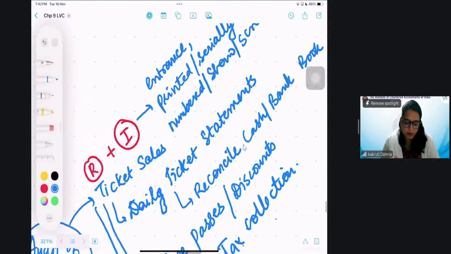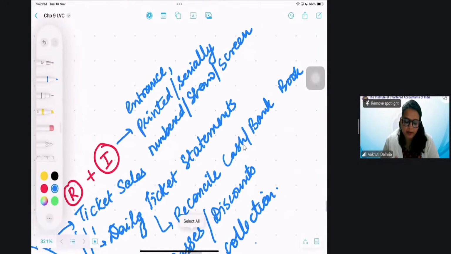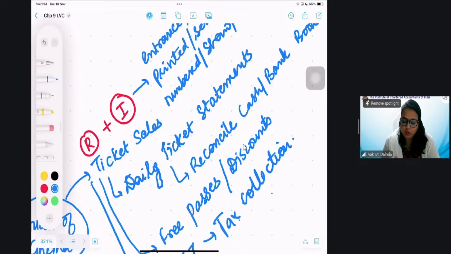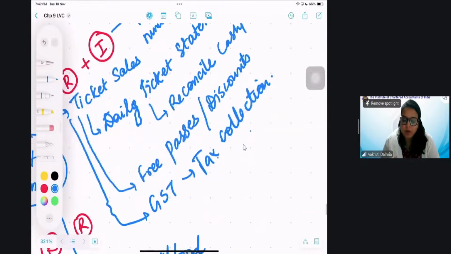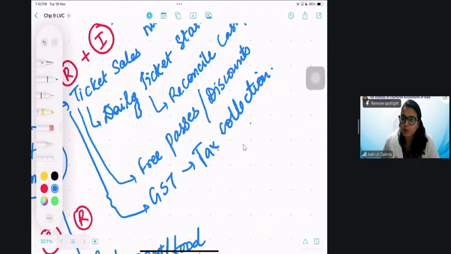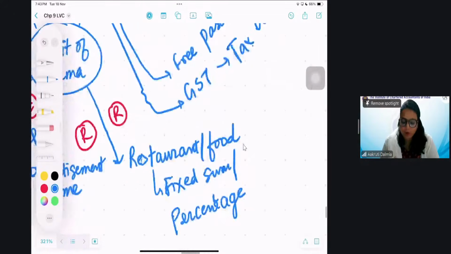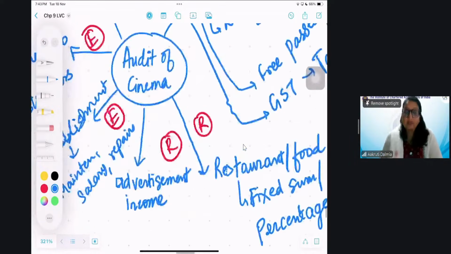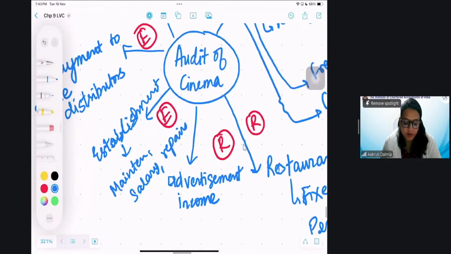Audit of cinema. Check the ticket sales, proper entrance, properly printed, serially numbered. It should properly show the show and screen number. Daily ticket statement should be reconciled with cash and bank book. Free passes and discounts should be properly taken into account. Tax collection should be properly noted. Restaurant food income should be properly checked, whether we are receiving a fixed income or percentage of some profit. Next, we have to check all the advertisement income we receive. Then expenditure, we have to check normal maintenance, salary, repairs, etc.